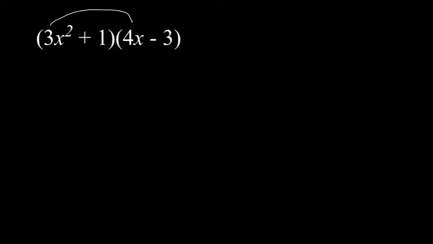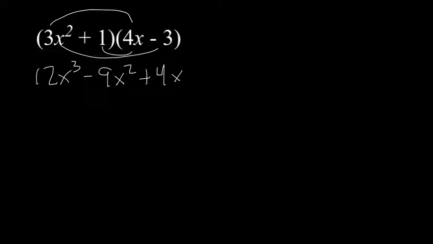First times the first gives me 12x cubed. Outer is going to give me a negative 9x squared. Inner is going to give me a plus 4x. And the last is going to give me a negative 3. Now, the process for factoring a four-term polynomial by grouping is what's going to take this and bring us back to these two binomial factors.